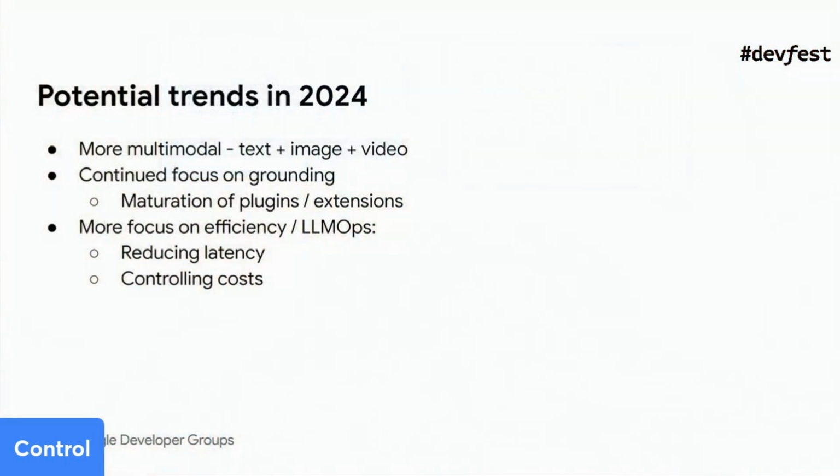When I talk to customers, one of the things they're most interested in is saying, I want the power of a large language model. I want to answer questions about data behind my firewall, or questions about this specific set of documents. And the maturation of plugins and extensions helps with that, as well as retrieval augmented generation.